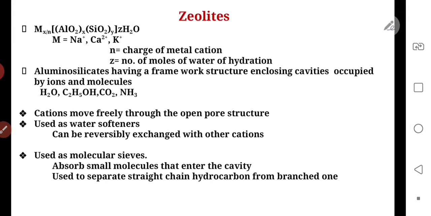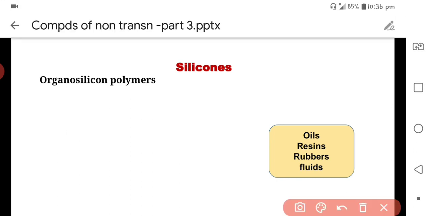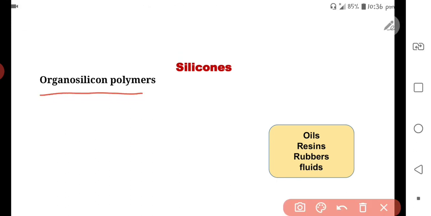Okay, so zeolites are over, then ultramarines are over. Next we move on to the next compound, that is silicones. Don't confuse silicates and silicones. Silicates means SiO4. Silicones means what we will see now. Silicones are organosilicon polymers.